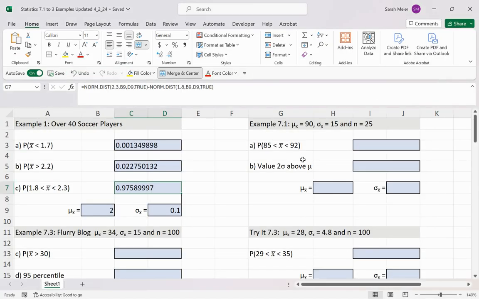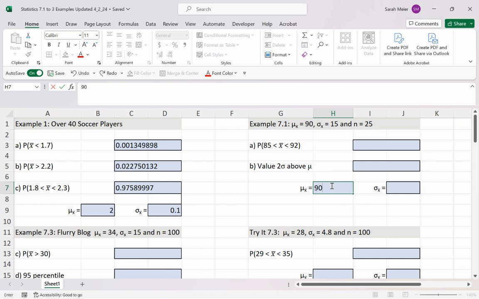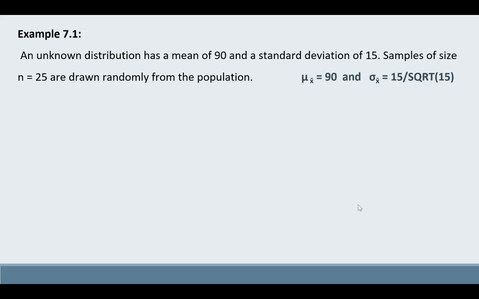So let's calculate that over here. So mu sub x bar is 90, and sigma sub x bar is going to be 15 divided by the square root of 25, which is just 5. All right, so our new standard deviation is 3. Let's make sure, hopefully that typo is just there and not in here.